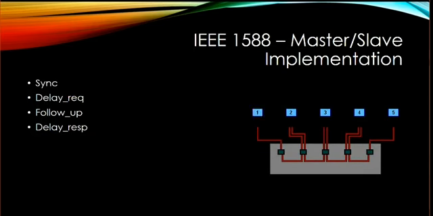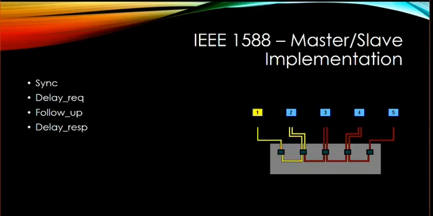So IEEE 1588 has a master-slave implementation. And that means that there is going to be one computer that is the main master. And in this animation I have here, number one is that master. So that master is going to send out signals to its other computers, to its other slaves, and it's going to send a sync request.